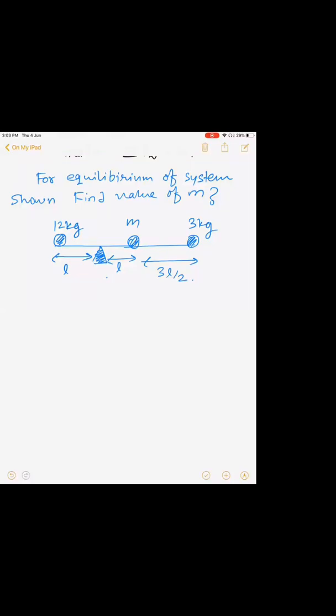Find value of small m for equilibrium of system. Can you do it? Anyone? Any answer? 15. Not in the option. 7.5. 7.5 is also not there in the option.